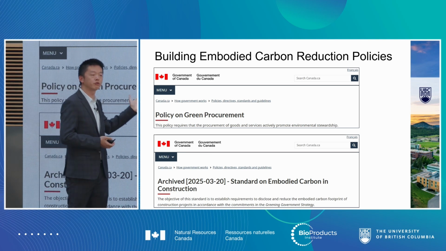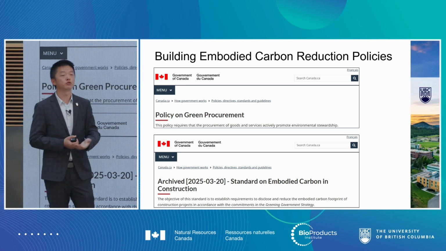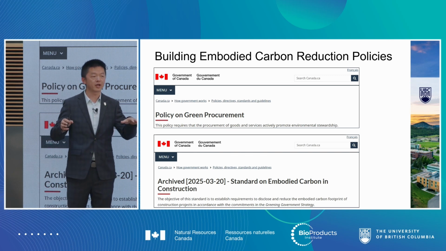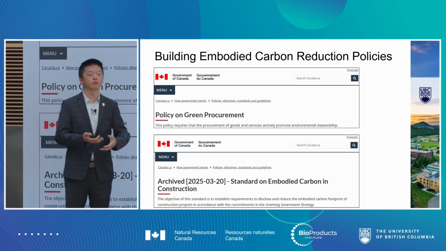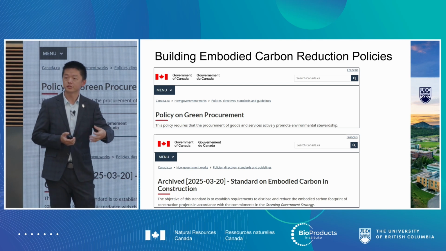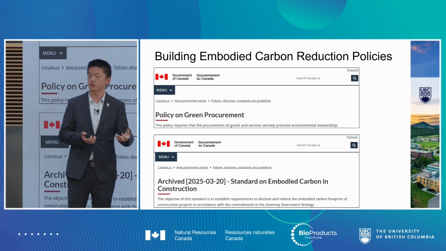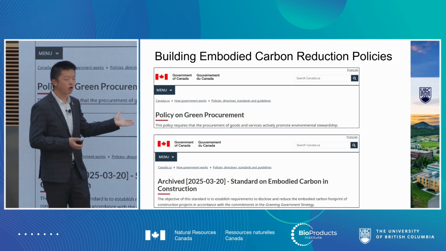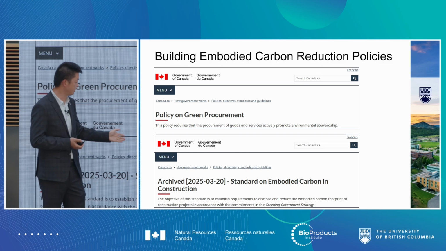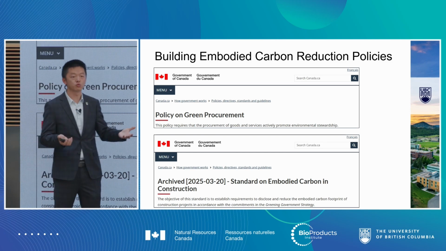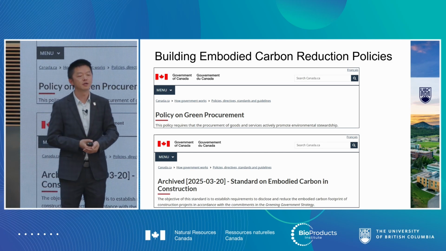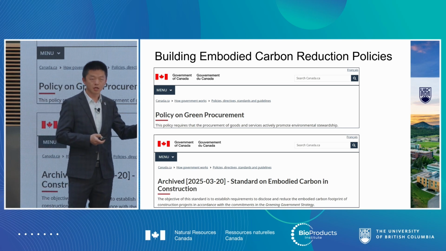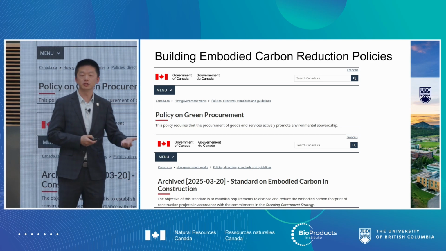First, the policy on green procurement was initiated in 2006, which is over 20 years ago. The federal government is trying to promote green procurement, which means promoting sustainable materials, not only in construction but in all sectors. That's why we're all sitting here. Later on, we came up with standards on embodied carbon in construction, which mainly focus on the building sector. So you see the policy level is being implemented, which will slowly come into the industry.